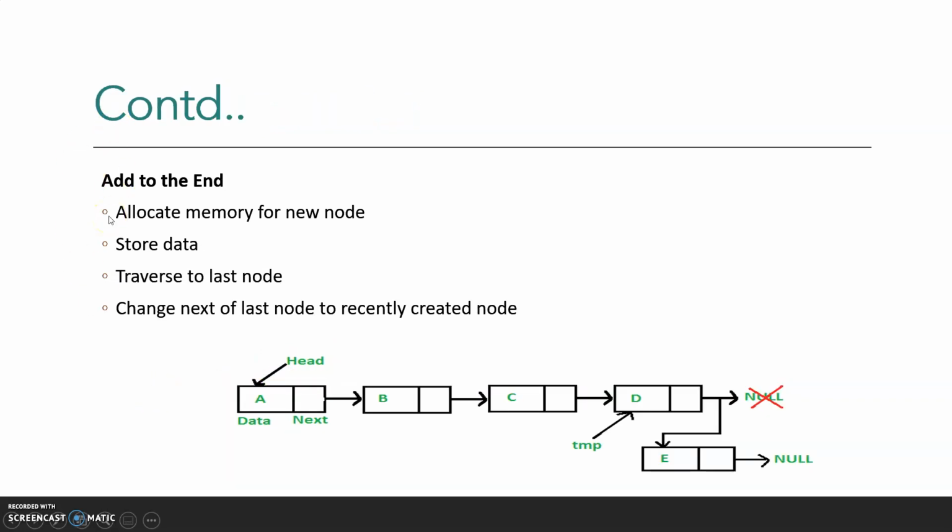Next, you can also add an item at the end of the linked list. For that also, we need to allocate memory for a new node. Then we store the data, then traverse to the last node, and finally change the next of the last node to the recently created node. So when we add a node at the end of the linked list, the last pointer which points to the null will be removed, and then that null pointer will be connected to the recently added element at the end.